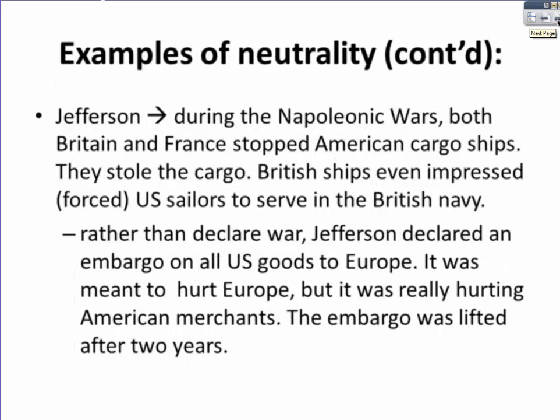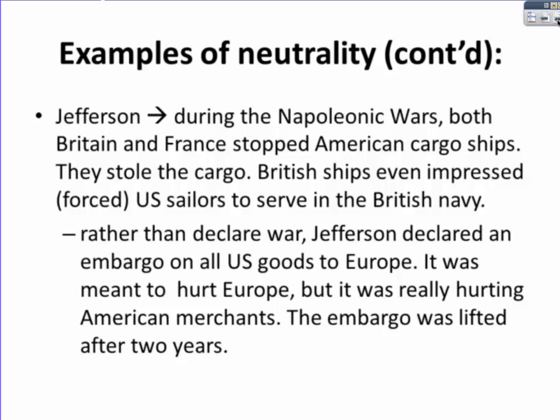During the Napoleonic Wars, Thomas Jefferson had Britain and France stopping American cargo ships. They stole cargo. Sometimes they even forced U.S. sailors to serve in the British Navy, which is known as impressment. Rather than declare war, Jefferson declared an embargo on all U.S. goods to Europe, which meant we would refuse to trade with Europe. It was meant to hurt the European economy, but all it really did was hurt American merchants, and so the embargo was lifted after 2 years.